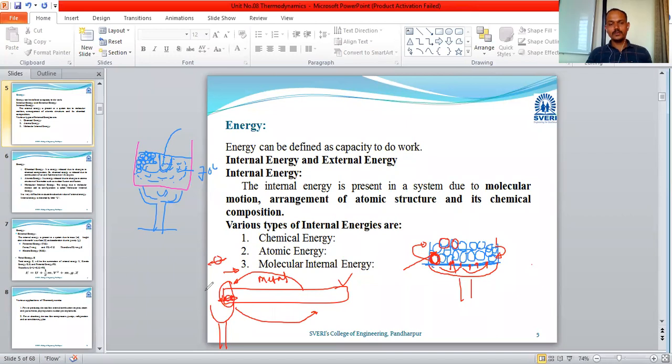And due to that, what will happen? The neighbor molecule also gets vibrated. हे जे व्हायब्रेशन आहे ते त्याच्या शेजारच्या मॉलिक्युल्सला जातं आणि त्याच्यामुळे तिथे व्हायब्रेशन्स क्रिएट होतात किंवा त्याचं व्हायब्रेशन इन्क्रीज होतं. ही जी प्रोसेस आहे ती अशीच होऊन हे जे व्हायब्रेशन आहे ते या एंड पर्यंत येतं.